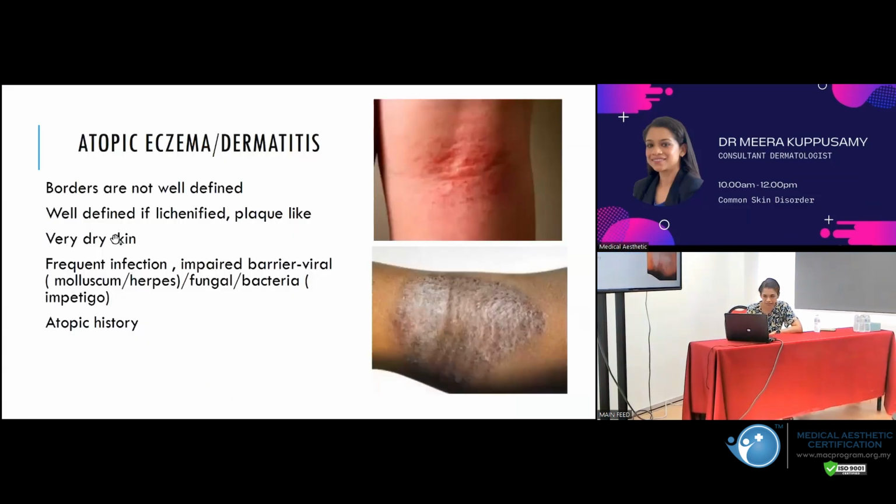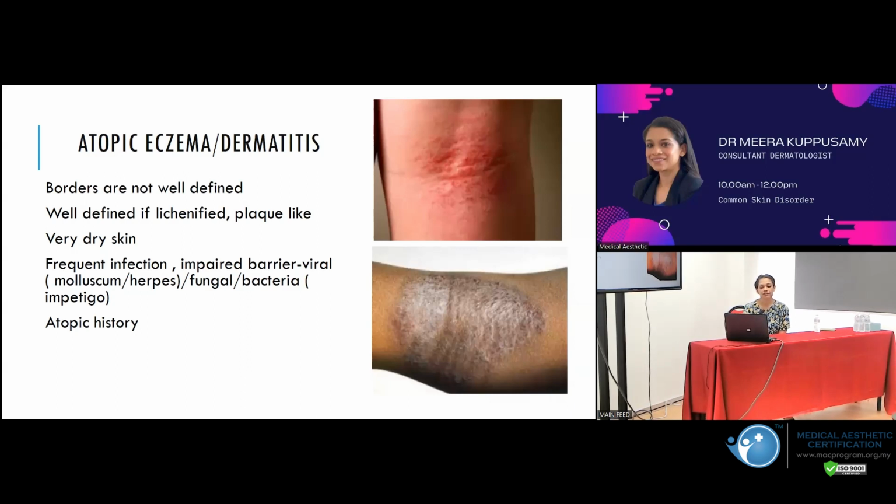So atopic dermatitis is so common. I think we see it every day. Basically when the patient comes, they always come with patches, usually at the flexural areas. Typically in atopic dermatitis, the borders are not well defined, meaning you cannot draw a nice round circle around the borders. If you can draw a circle around your lesion, it's actually not atopic dermatitis. It's most probably fungal or something else.